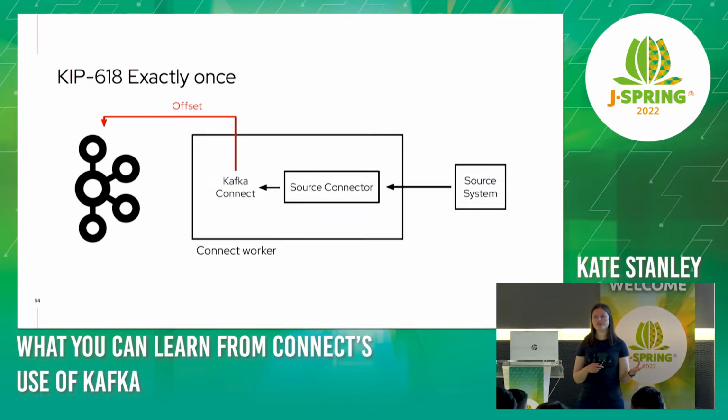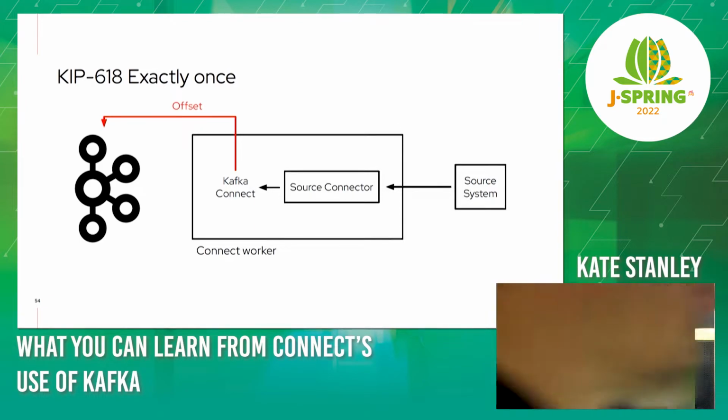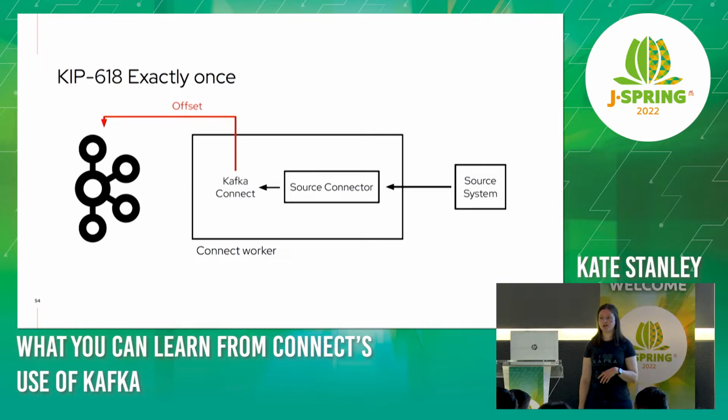If we just commit the offset and do that first, but then somehow fail in sending the message, then obviously we've missed a message. If the connector goes down and comes back up again, it would move on to the next offset.